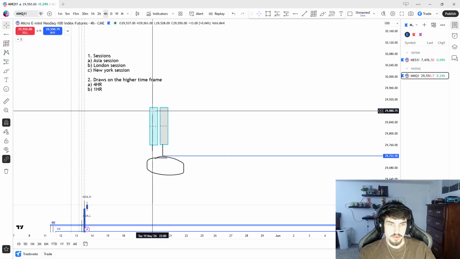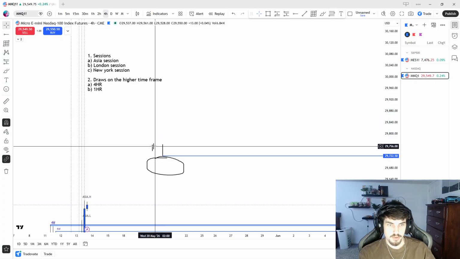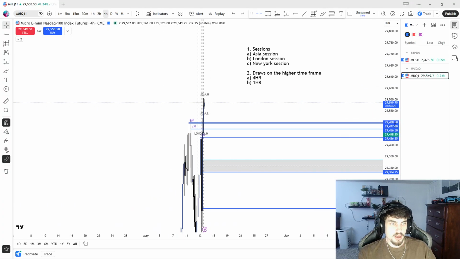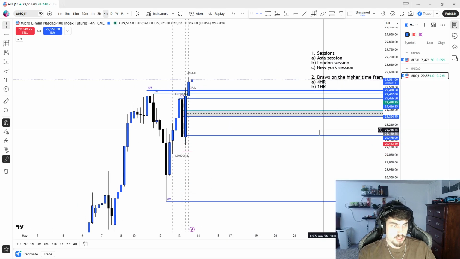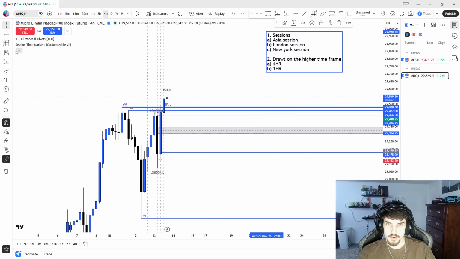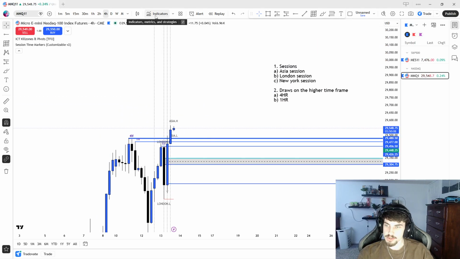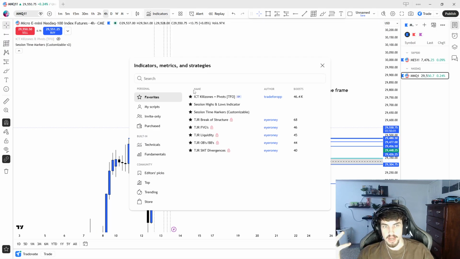And if I can show you what we had today, actually this was a perfect example. I'm just going to delete these so we can see. We are going to be looking at session highs, but what do I need to get you guys to do first? I need you guys to come over here to this button up at the top that says indicators. You're going to add this thing to your chart. It's completely free. You don't have to pay for it or anything. Somebody already made it online. Shout out to this dude. But it is called ICT Killzones and Pivots.